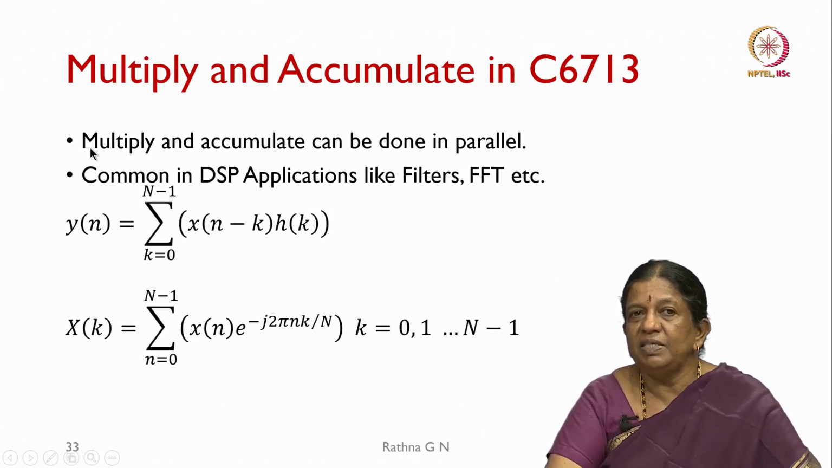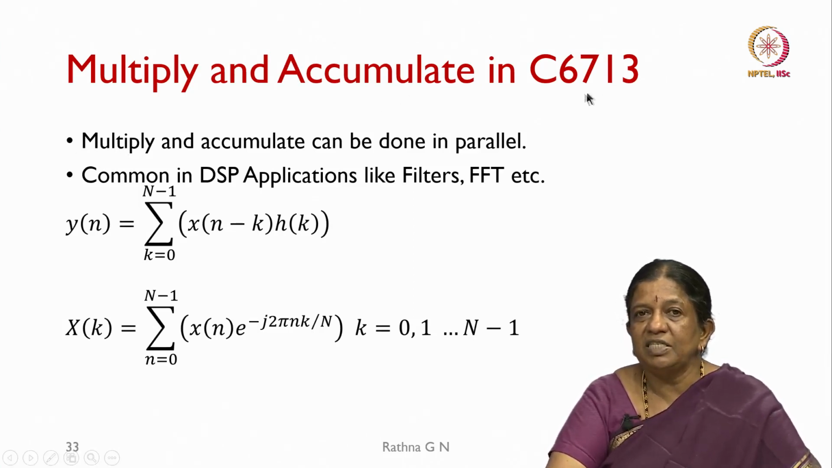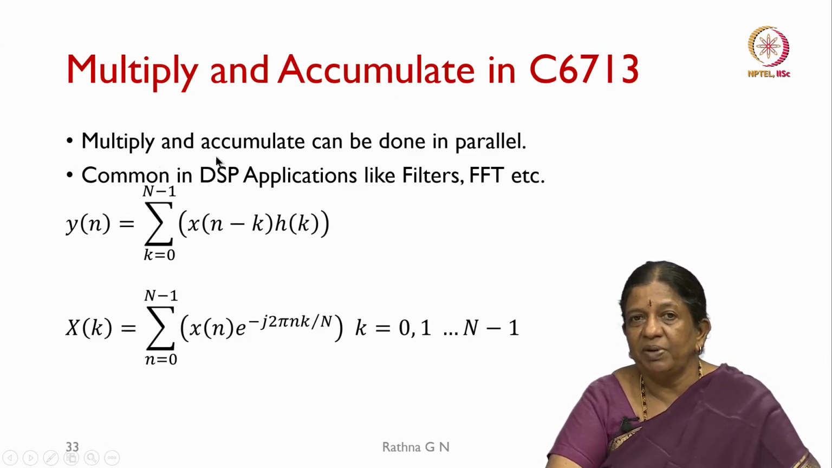So, we said we want a MAC operation, but in the later versions, all 66 processors have only a multiplier and an accumulator separately, which will be done in parallel. So, common DSP applications: we said filters and the fast Fourier transform are what we want to implement, two of them, and then the rest of the things you can consider.